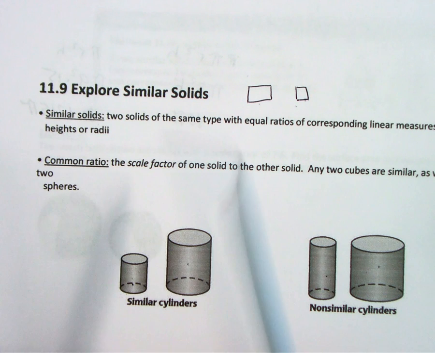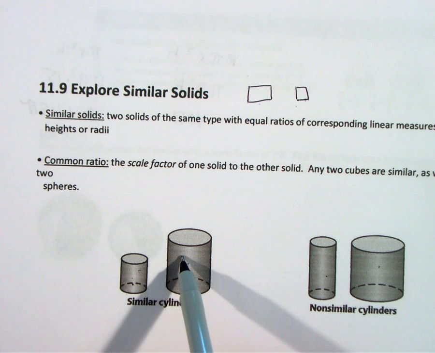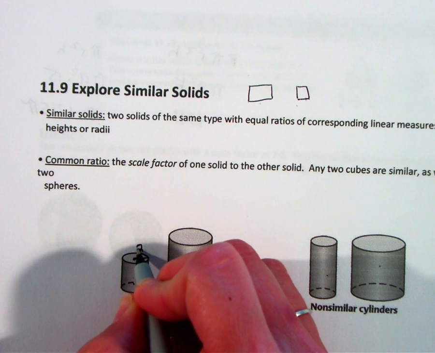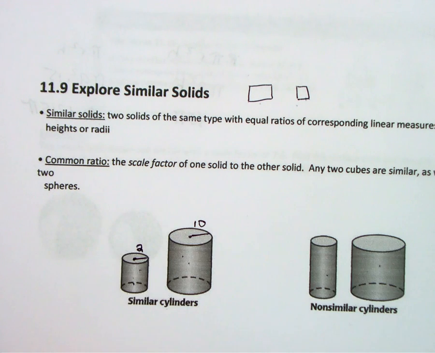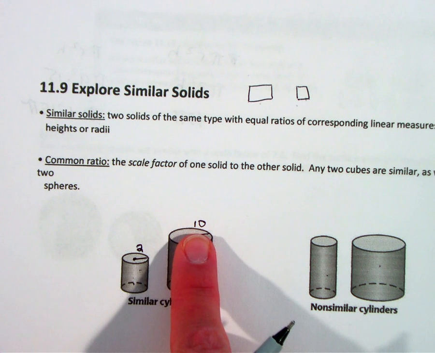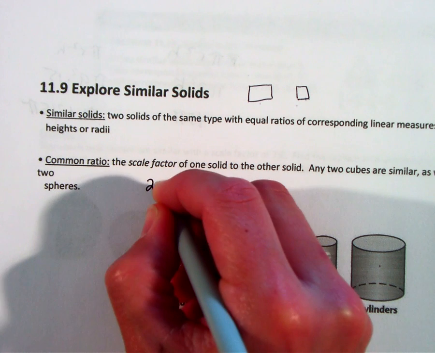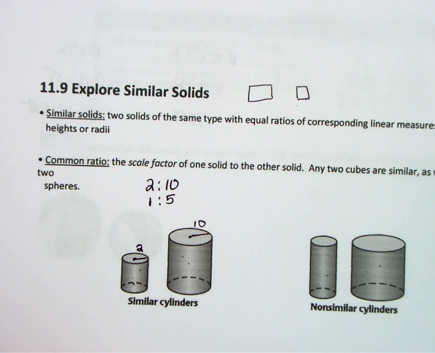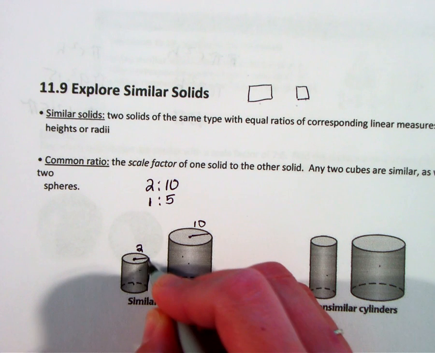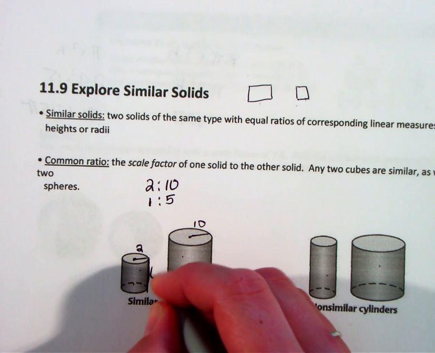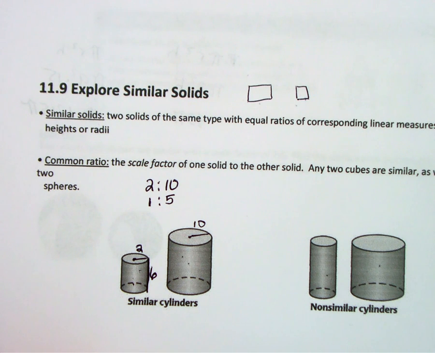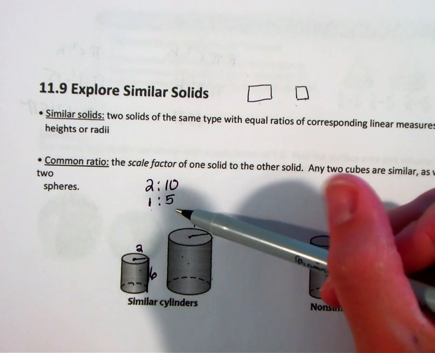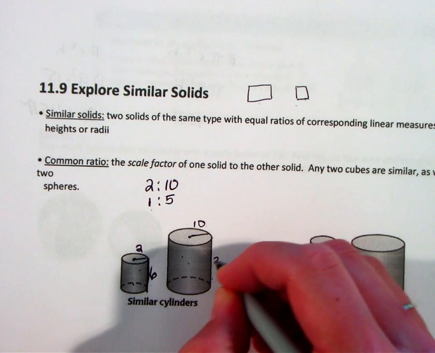Now, a common ratio is what the ratio is between the two similar solids. So let's say this had a radius of 2, and this had a radius of 10, then the ratio between the two figures is 2 to 10, or 1 to 5. Which means if I told you that this length here was, let's say, 6. Doesn't look like 6, but let's say it's 6. If this is 6, what would this be? Well, from here to here, it's 5 times bigger, so that's the 1 to 5 ratio. So 6 times 5 is 30.